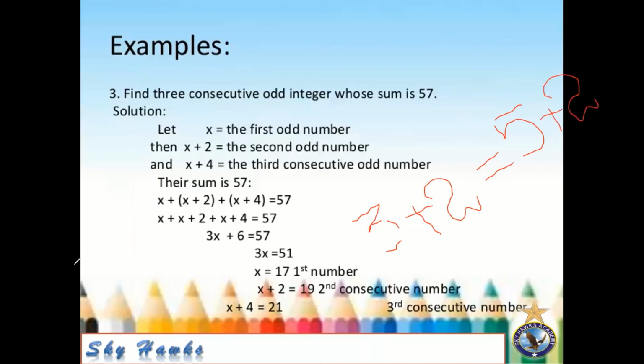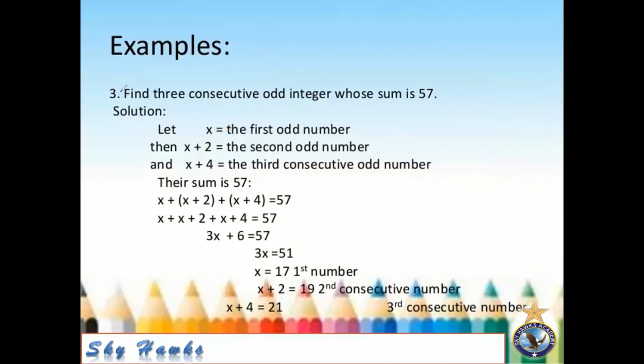So if x is the odd number, every time to get the next consecutive odd number, you will have to add 2. Am I right? Yes. So that's why we suppose that if x is the first odd number, then every time we add 2 more, and then 2 more means 4 more to this one. So every time we are adding 2 to get the odd numbers.